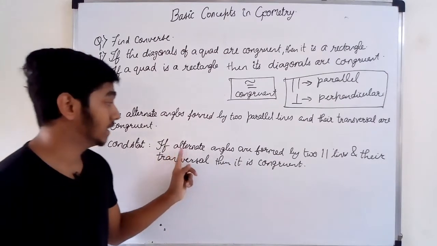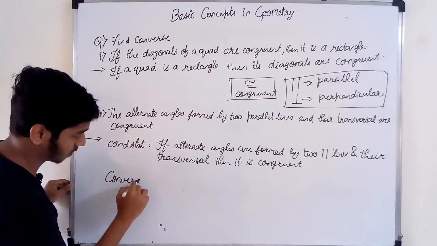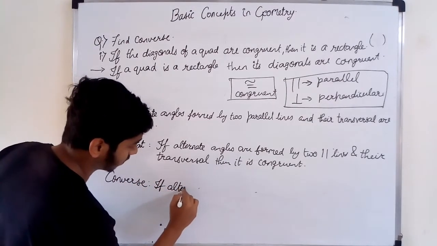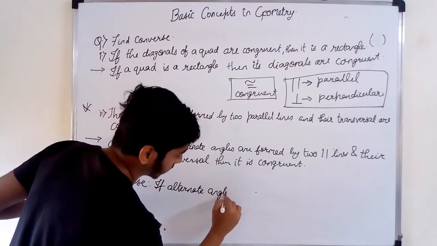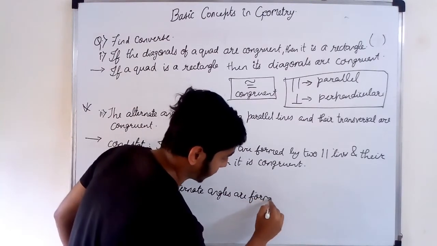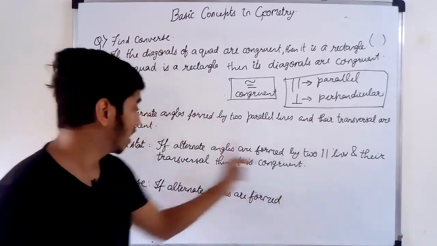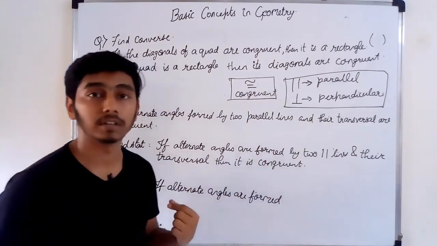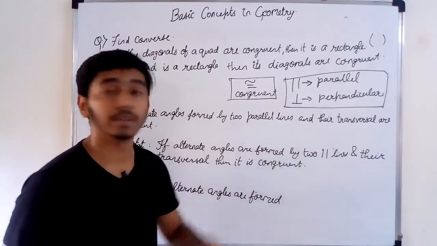So let's see the converse of this now. So if alternate angles are formed, the idea here is, after if there is the idea of parallel, and after then it is congruent. So the parallel will come instead of congruent and the congruent will go there.